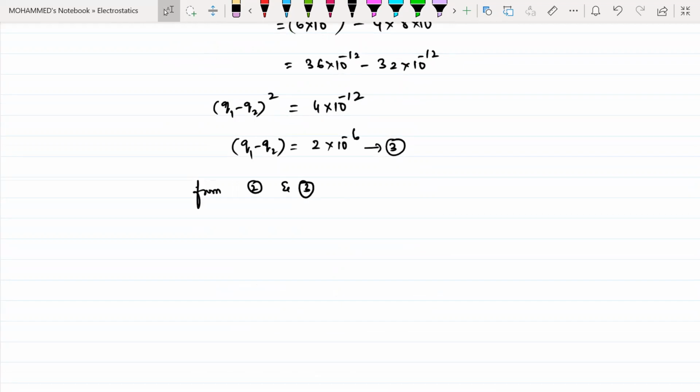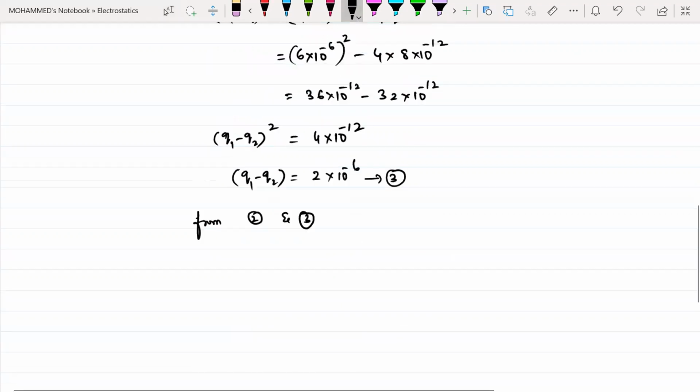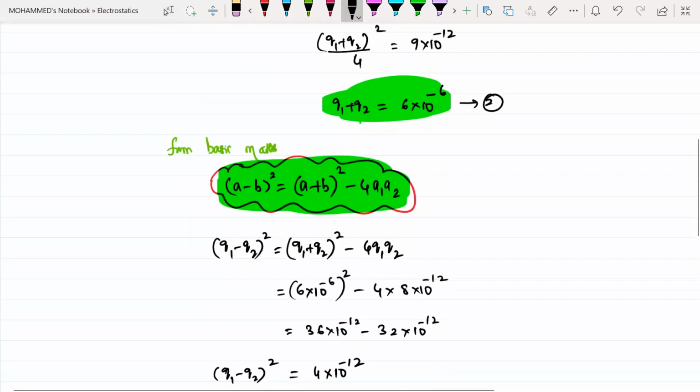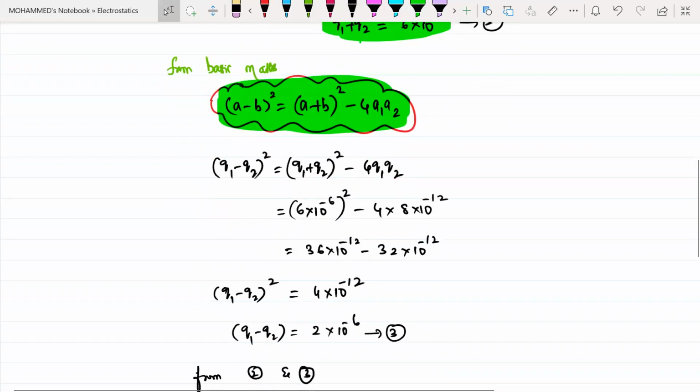What can I do? We can subtract or we can add. It is 6 only, right, sir? So we have to subtract: Q1 minus Q2 and Q1 plus Q2. Yes, sir. We have to subtract only, right, sir?